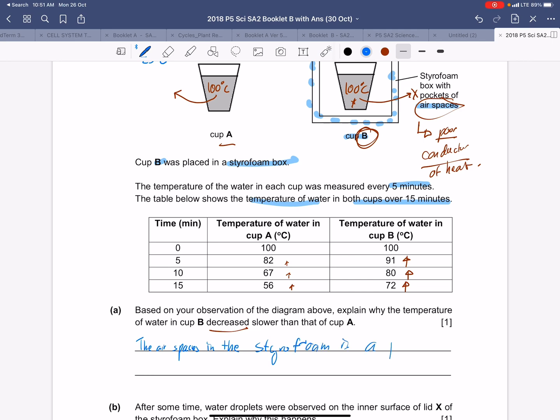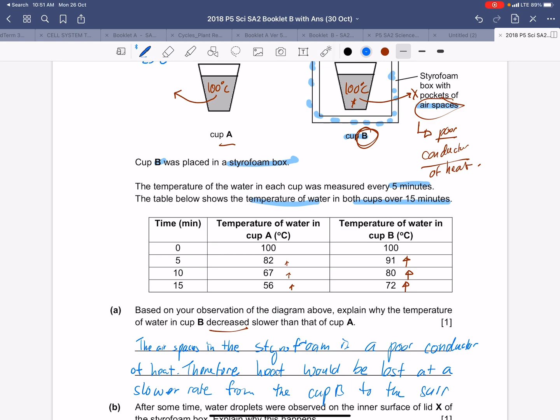is a poor conductor of heat. Half mark for telling me that. Therefore, heat would be lost at a slower rate from the cup B to the surrounding. Another half mark for telling me where is heat lost, from where to where.